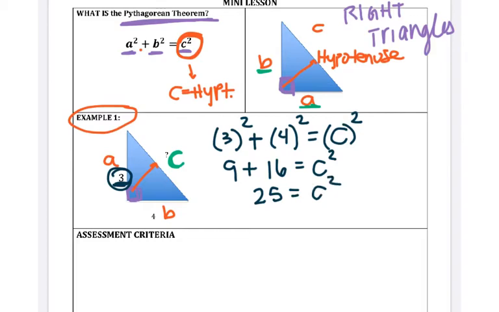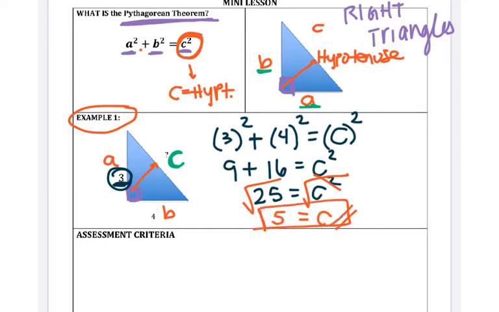Now we don't want to say that c is 25. We have to take it one last step. And this last step is super important, guys. Make sure you're taking the square root so that you can figure out what c is equal to. So in this case, c is equal to 5.